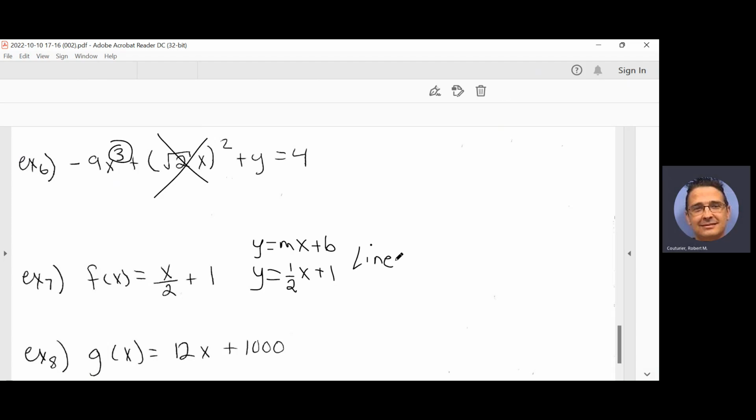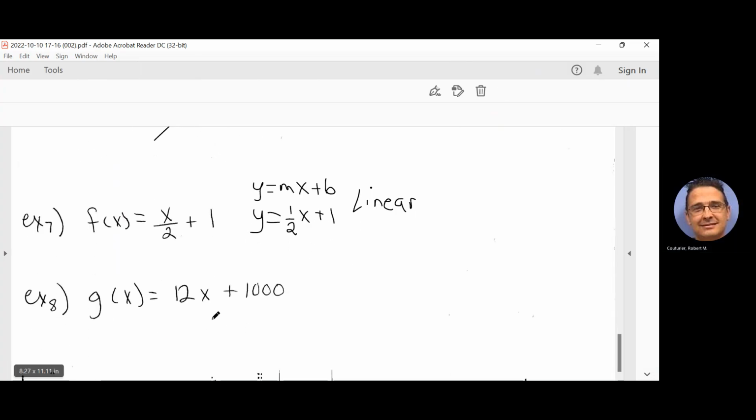Our x is in the numerator of a fraction, totally fine. It is technically being raised to the power of 1. Good to go. That is linear. And again, this one too, if you look at this last one, this is as classic as it gets. y equals mx plus b. Your slope is 12. Your x is being raised to the power 1. This too is also a linear equation.